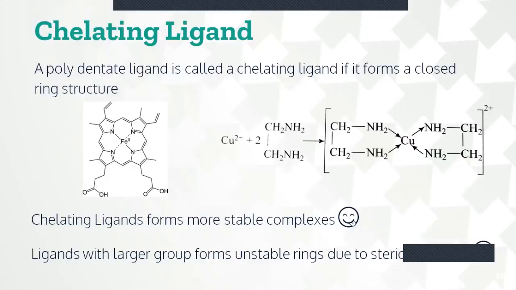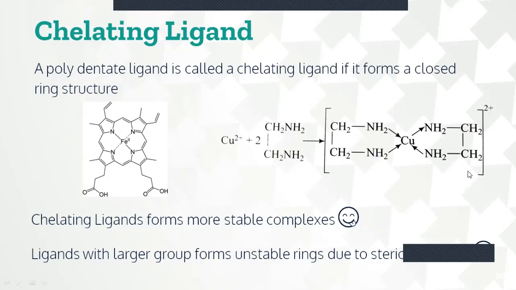Now we have come to the topic we were waiting for, that is chelating ligand. So always keep in mind that a polydentate ligand is called a chelating ligand if it forms a closed ring structure. Look at the very simple structure mentioned here on the right hand side. This is ethylene diamine, we have seen that earlier. The nitrogen atom here is a donor atom. Similarly, this nitrogen atom is also a donor atom. So it is a symmetrical bidentate ligand.